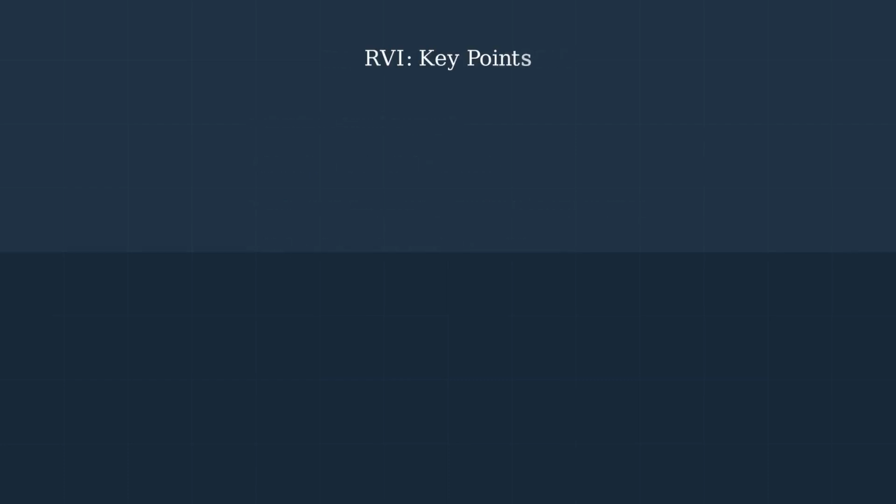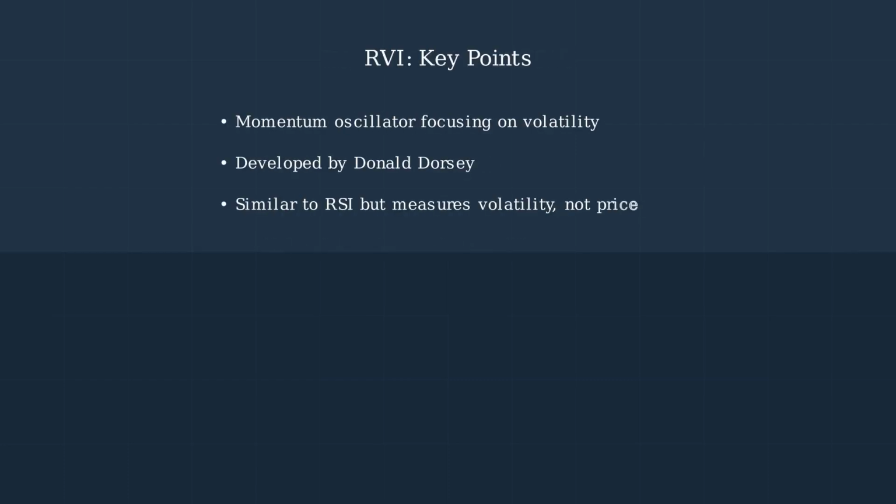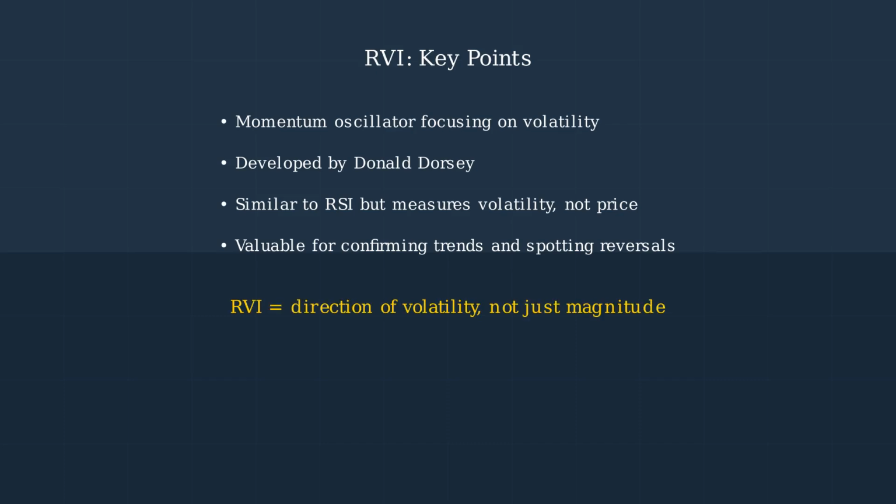To summarize, the Relative Volatility Index is a momentum oscillator that measures the direction of volatility. What makes it particularly valuable is that it doesn't just measure how volatile a market is, but whether that volatility is moving in the same direction as price or against it.